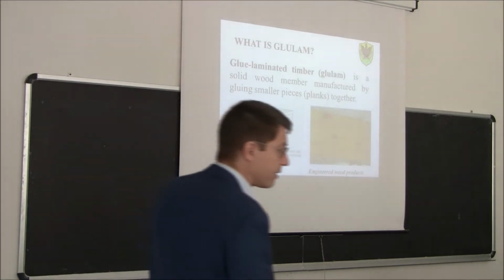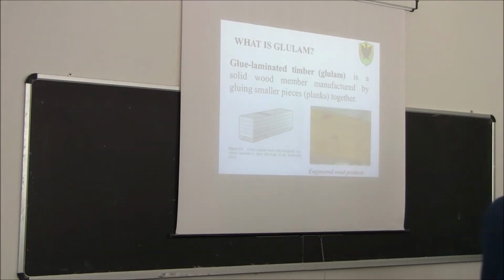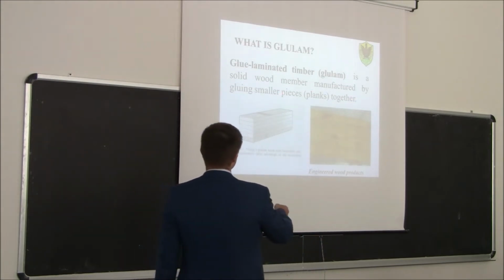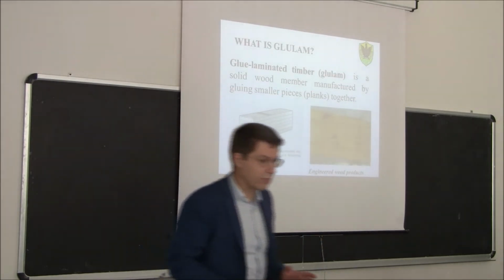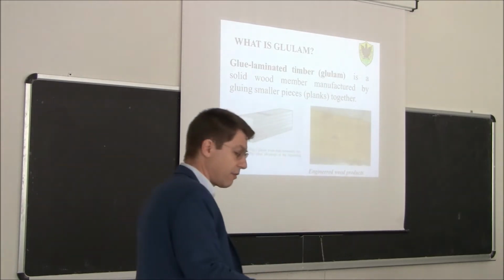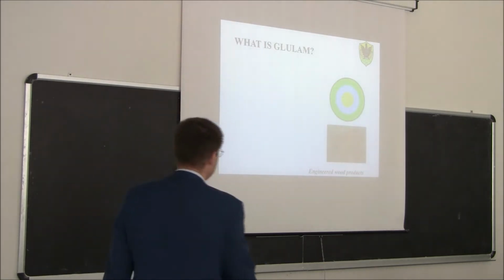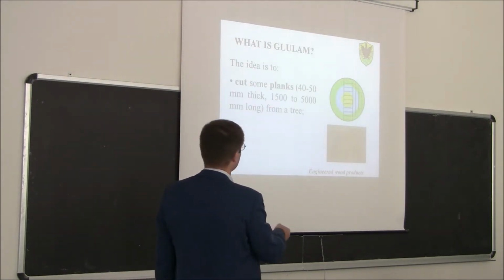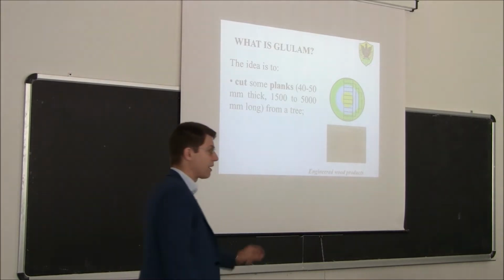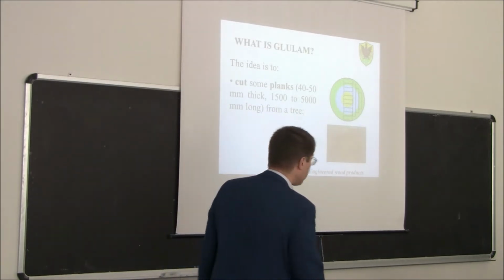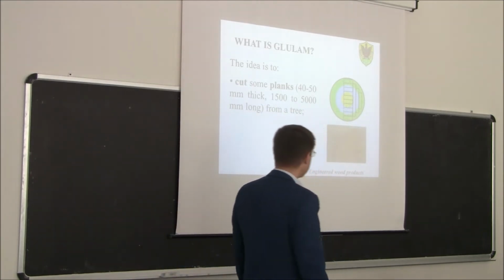So we start with glue laminated timber, again, this kind of material, or again, this one. Glue laminated timber. Now, how is it produced? So it's a solid wood member manufactured by gluing smaller pieces. So we cut the tree into planks and we glue these planks together. You can see here a photo and a drawing. So the idea, as I said before, again, we cut from the tree some planks. Usually those planks are 40 to 50 millimeter thick and 1.5 to 5 meter long. So we cut the planks.